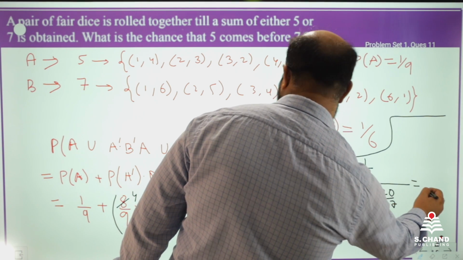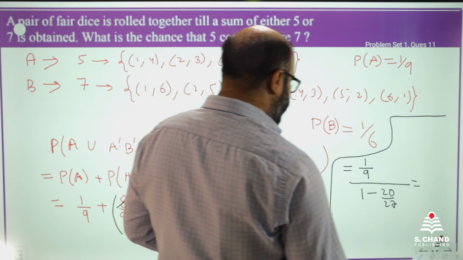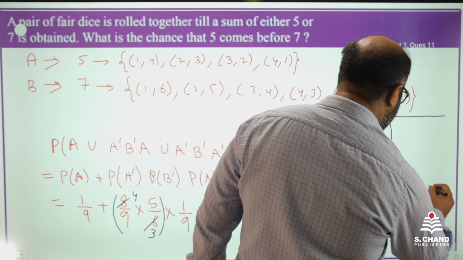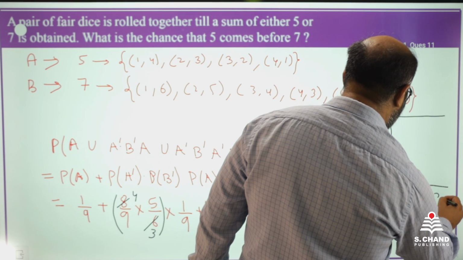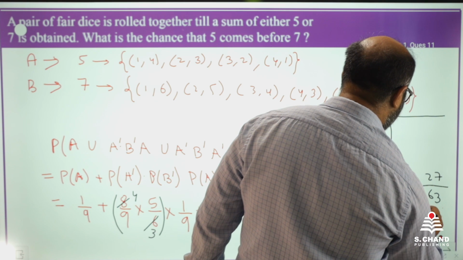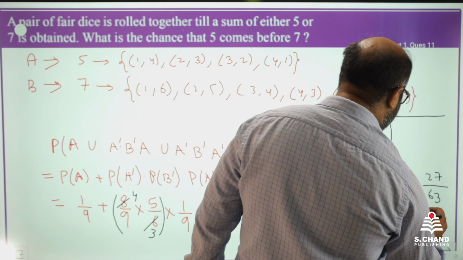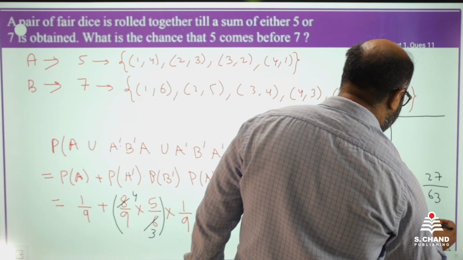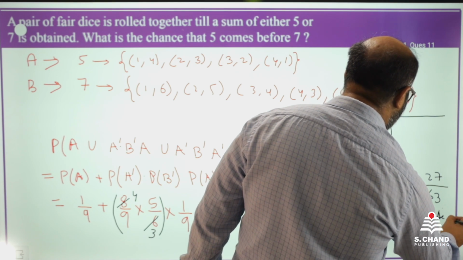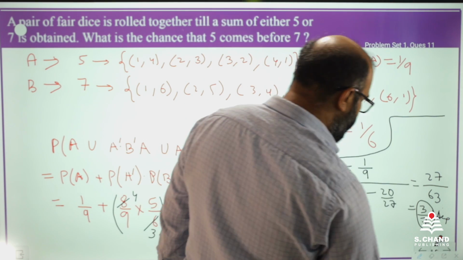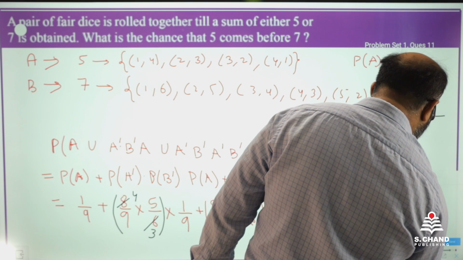This is what you will get here. So this will become 27 minus 20, that is 7, over 27 here. So 9, 3, 27, 9, 7, 63, 3 by 7 will be your answer. Let us move on to the next one.